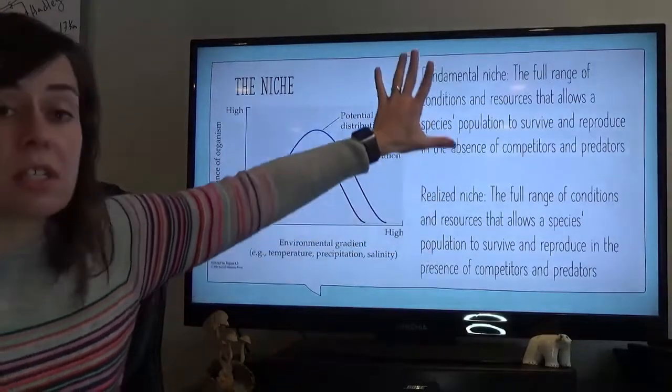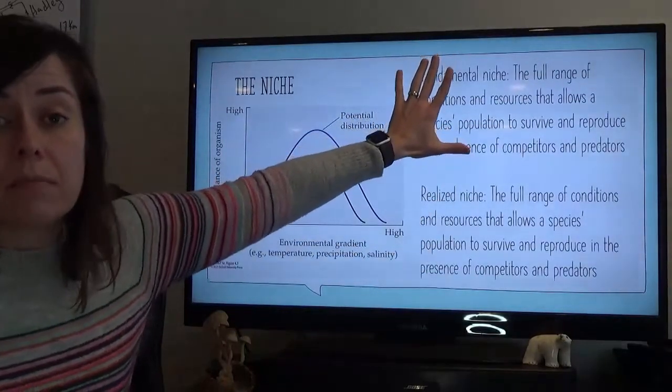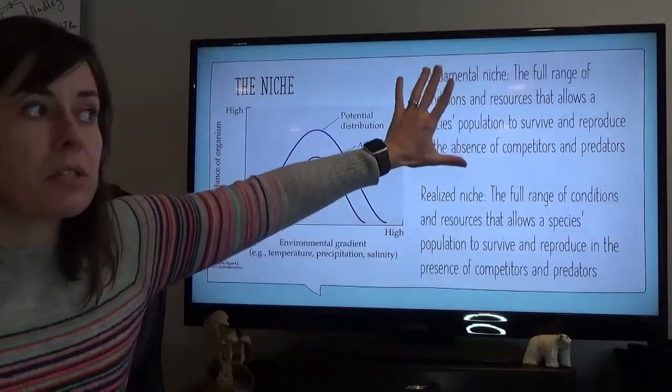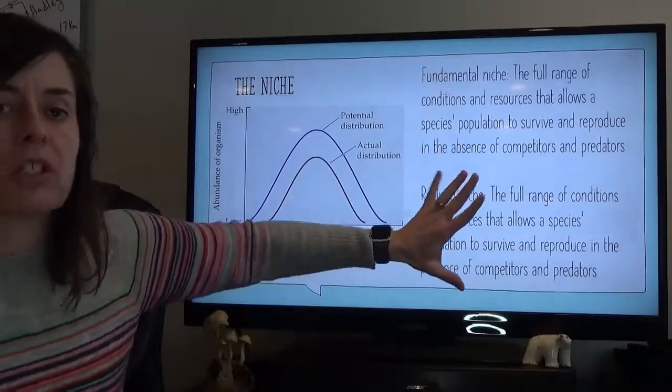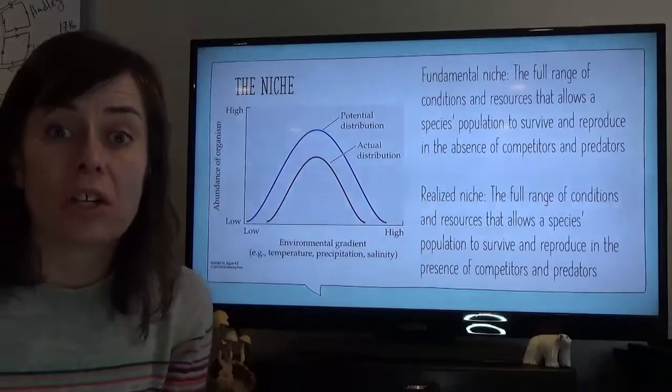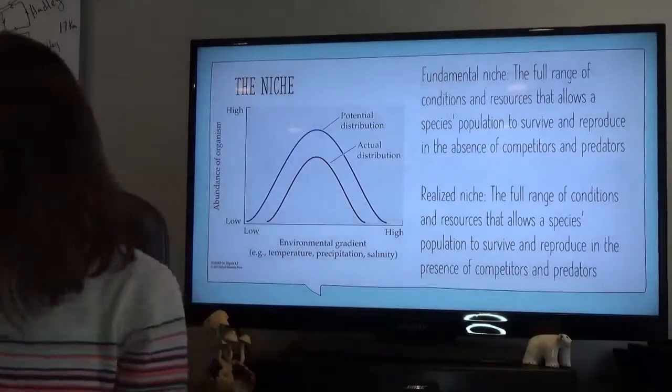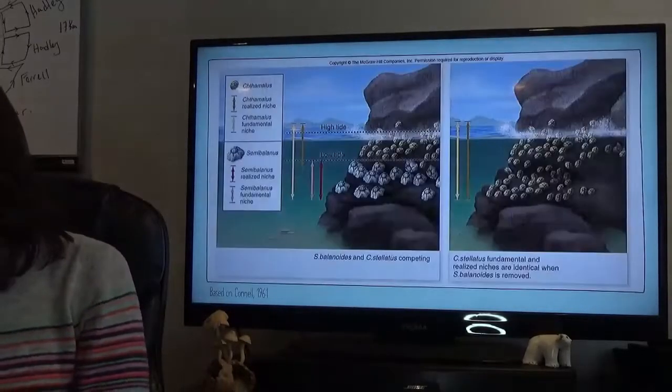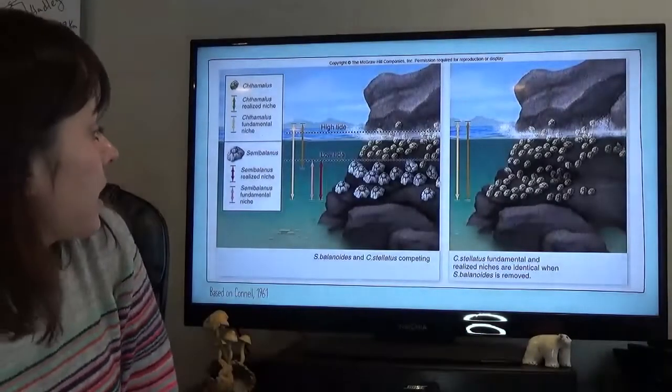The realized niche is always either the same size or smaller than the fundamental niche. You never have a realized niche that's larger than the fundamental niche. Okay. And this is a great example of this.